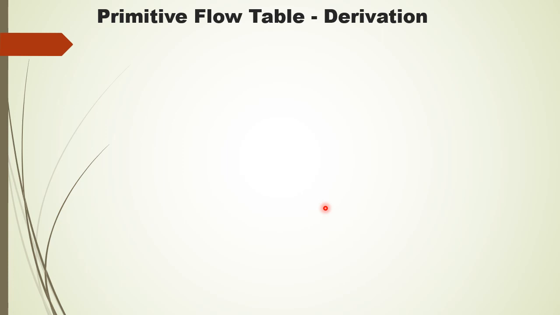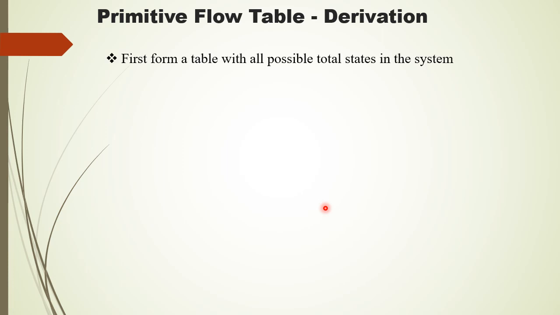Now let us see how to derive a primitive flow table. First, we will form a table with all possible total states in the system.